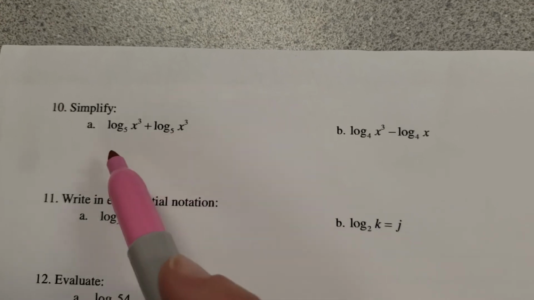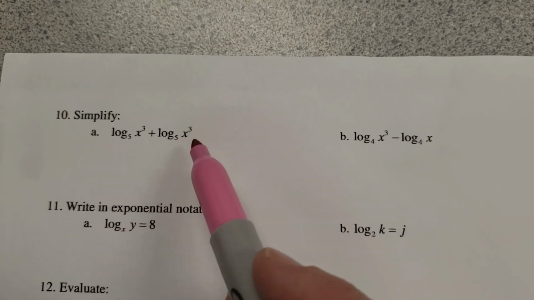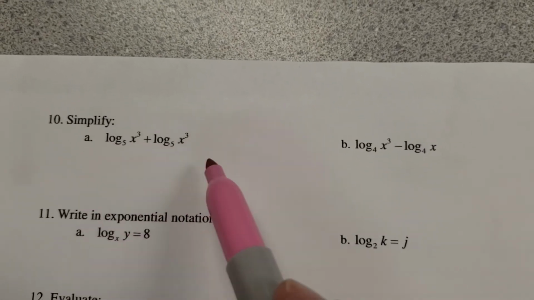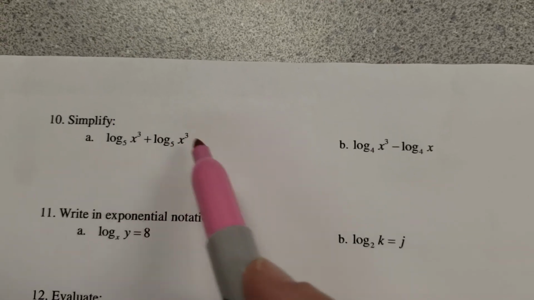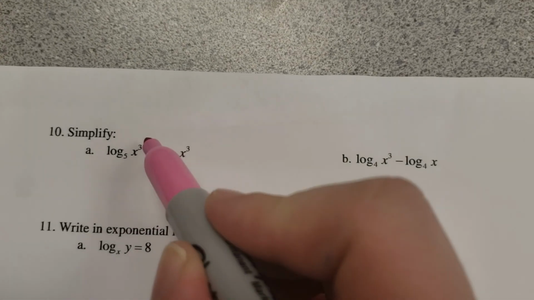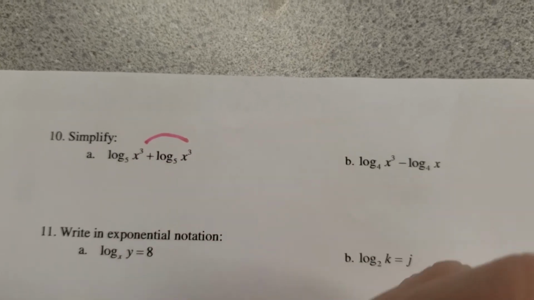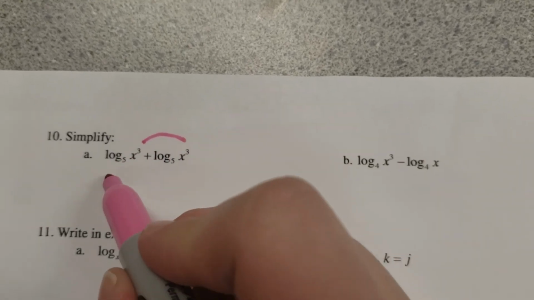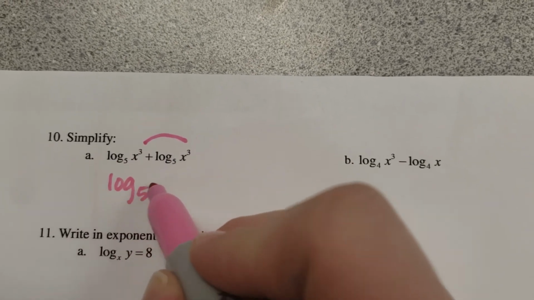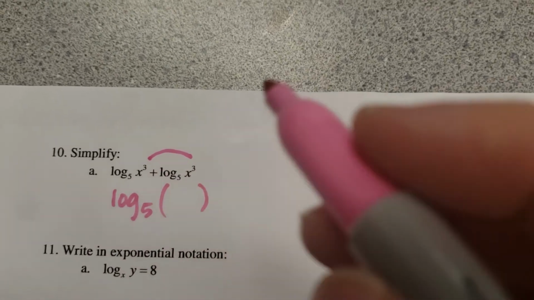So I have two logs with the same base, and I am adding them, which means I would multiply the argument of each log. So it's going to be log base 5 of x cubed times x cubed.